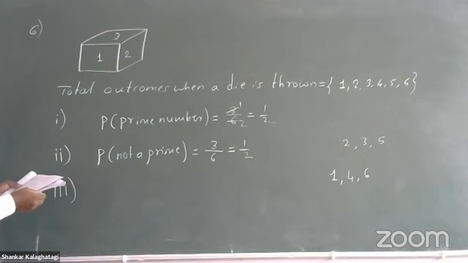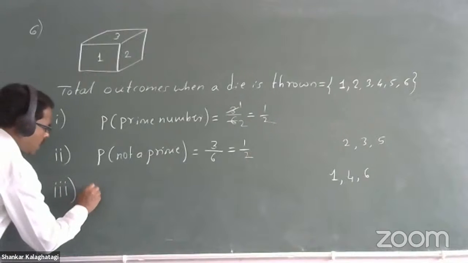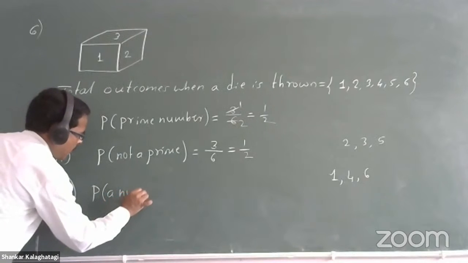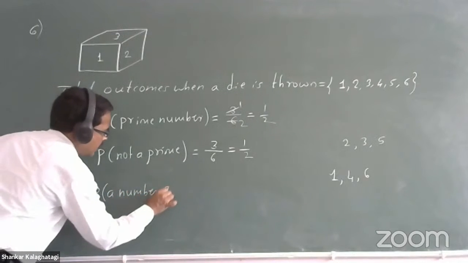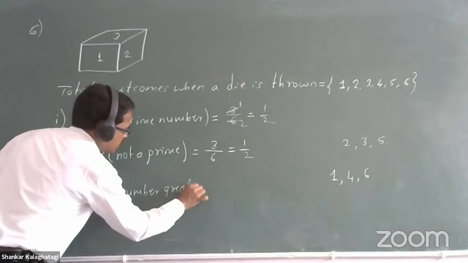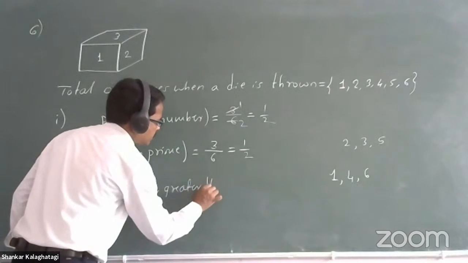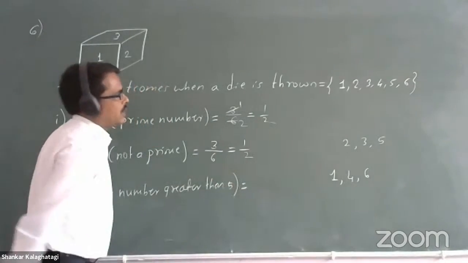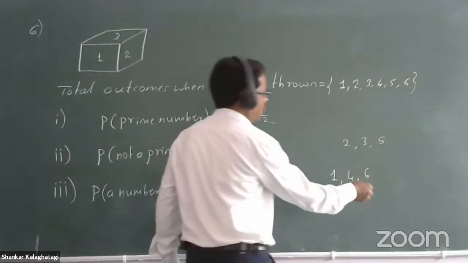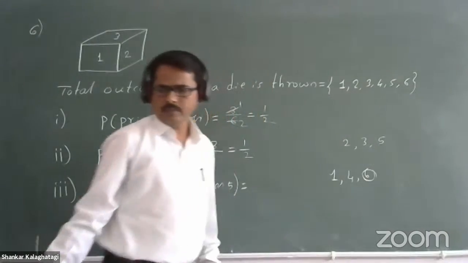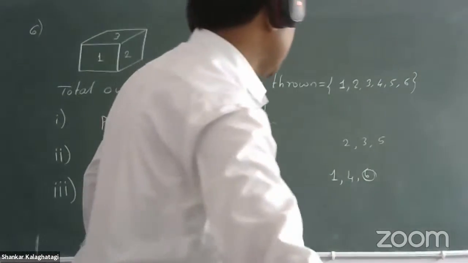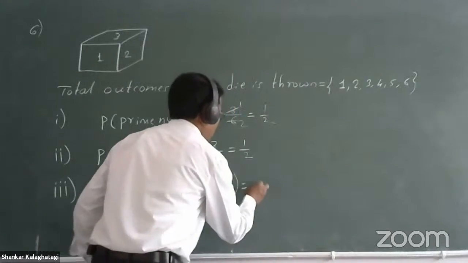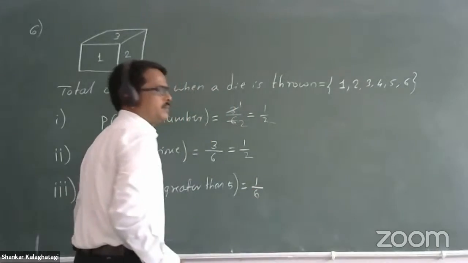Then the third one: a number greater than 5. What is the probability of getting a number greater than 5? How many numbers are greater than 5? Only 6 is there. That is only one number. So it becomes 1 by 6.